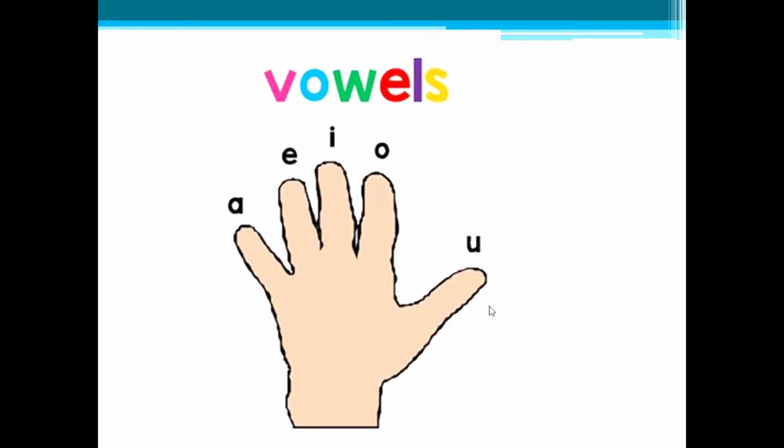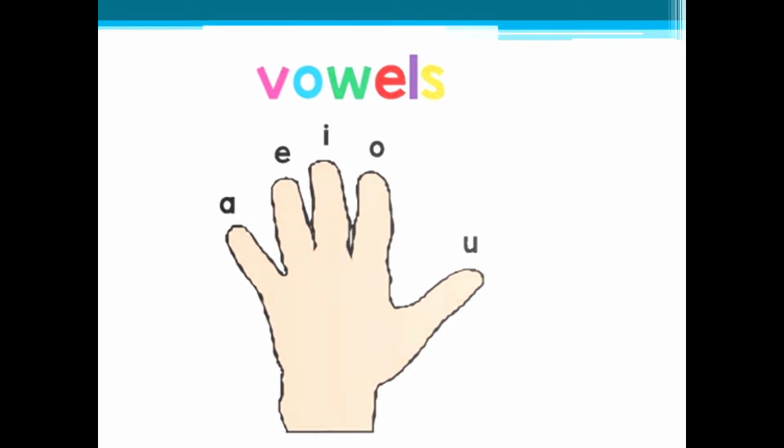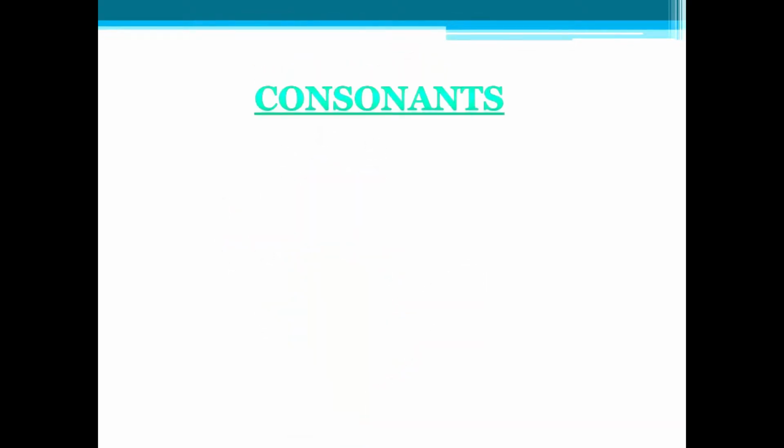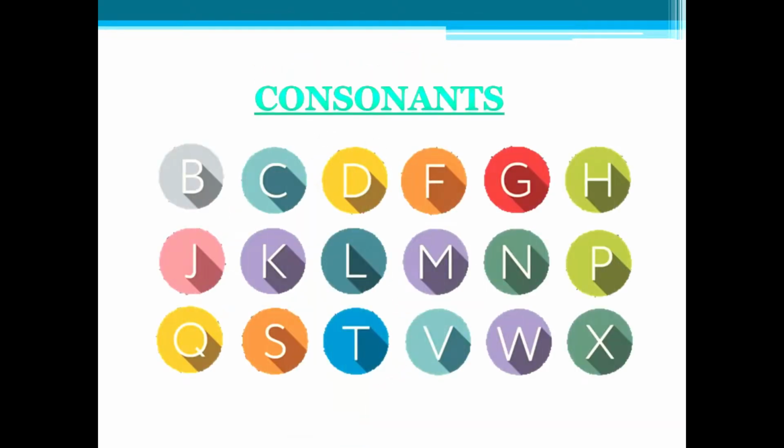Now, what are these? These are vowels. Now, if these are vowels, what are the other letters called? The other letters are called as consonants. Okay. Now we'll do some activity with our phonic sounds. We have to complete the words. Okay, now let's look what is the activity.